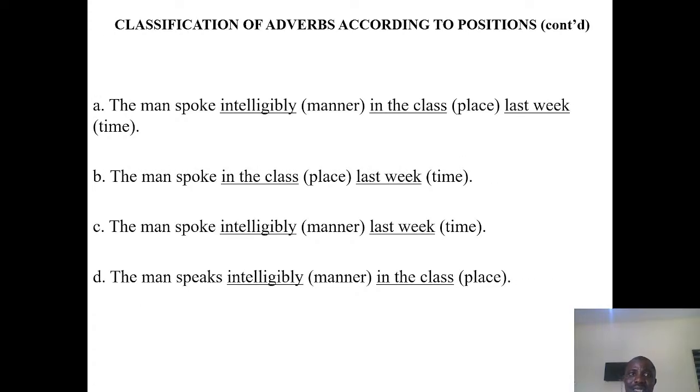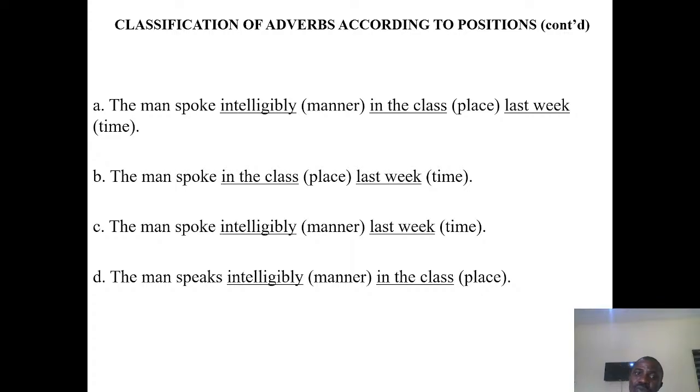So in this sentence, the man spoke intelligibly, that is manner, in the class, that is place, last week, that is time. So it would be wrong for us to say the man spoke in the class last week intelligibly. No, it's wrong. Or we say the man spoke intelligibly last week in the class. It's still very wrong. The order must be followed.